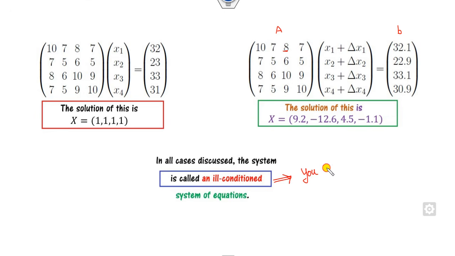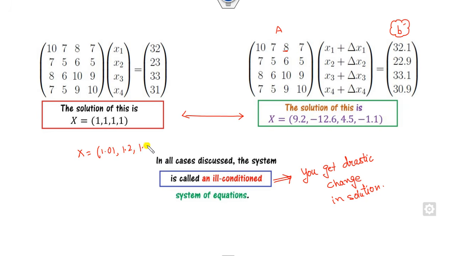When you get a drastic change in the solution, then the system is called ill-conditioned. And you can see, if I consider simply a change in the B, the solutions are drastically changed. On the other hand, if you get a solution like 1.01, 1.2, 1.0 and 0.99, you can see it's a very small change in the solution. Then we can say the solution is well-conditioned, or the system is called well-conditioned.